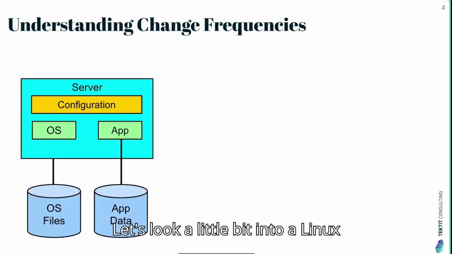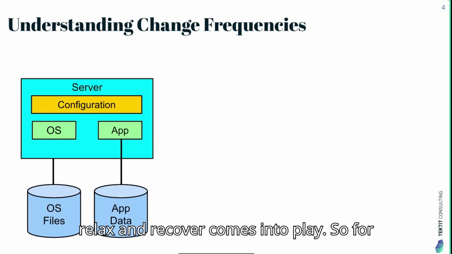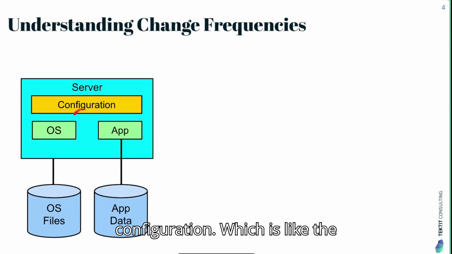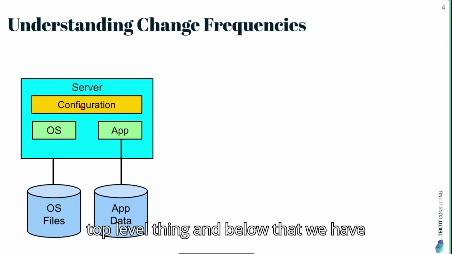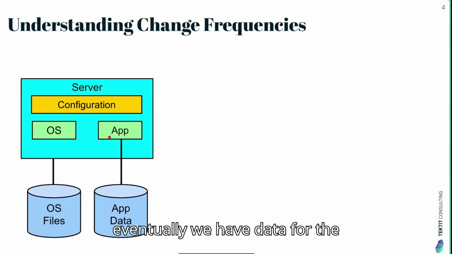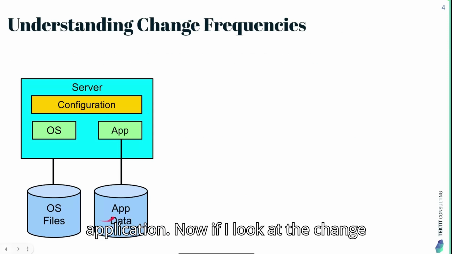Let's look a little bit into a Linux system and understand where exactly bare metal restore with Relax and Recover comes into play. So for me, a server has essentially these parts. We have here the configuration, which is like the top level thing. And below that, we have operating system and application. And eventually we have data for the application.